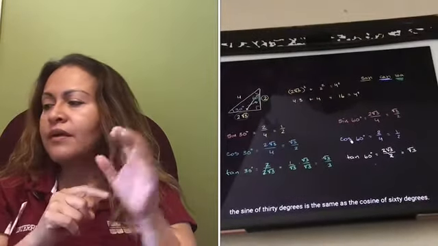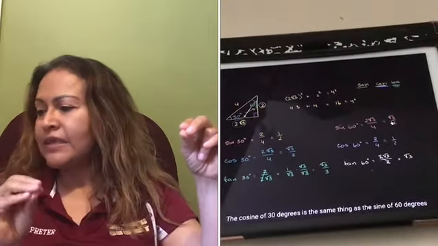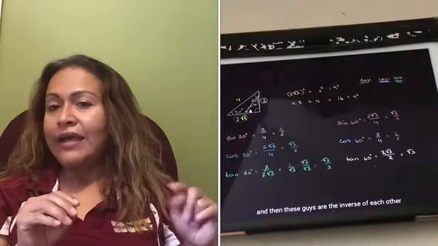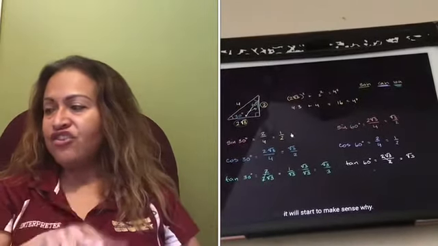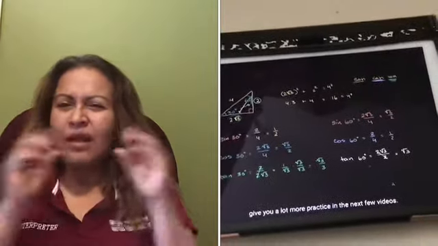And I just want to, look how these are related. The sine of 30 degrees is the same thing as the cosine of 60 degrees. The cosine of 30 degrees is the same thing as the sine of 60 degrees. And then these guys are the inverse of each other. And I think if you think a little bit about this triangle, it'll start to make sense why. We'll keep extending this and give you a lot more practice in the next few videos.